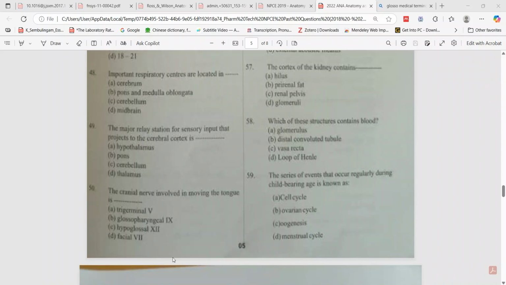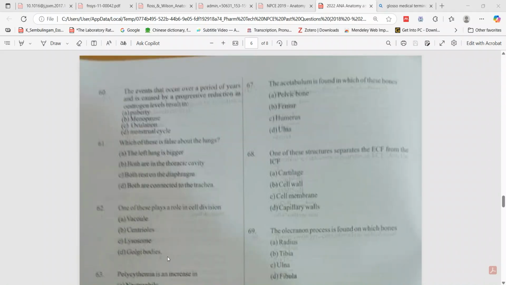Question 59. The series of events that occur regularly during childbearing age is known as the menstrual cycle. The events that occur over a period of years, caused by progressive reduction in estrogen level, result in menopause. Estrogen is produced in the ovaries, so when ovulation stops, estrogen also declines.